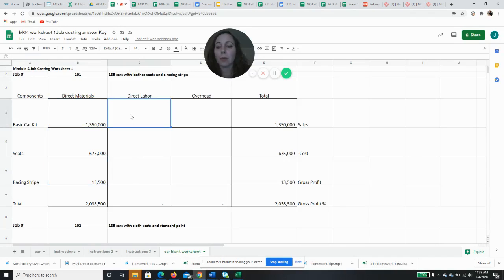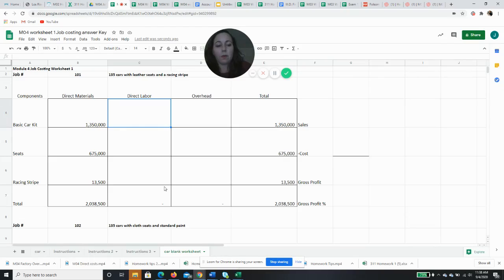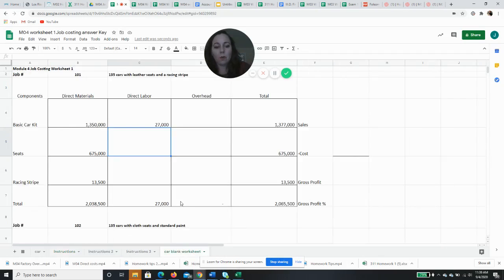Now let's look at our direct labor. For direct labor, I can just go back to where I already figured out my cost, which was awesome. Direct labor for a basic car kit, we said, was $200. So I'm going to do 135 cars times $200 of direct labor, $27,000. The direct labor for installing seats is $40. Remember, we got that because it was 2 hours times $20 an hour. So 135 cars times $40 per car for direct labor for installing seats, or $5,400.